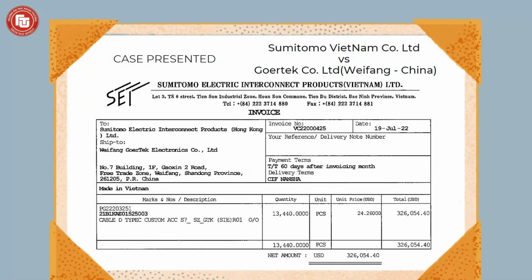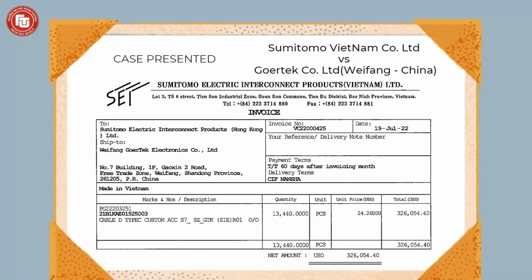It has the seller and buyer full name, Sumitomo and Goetech, address, phone number and country, description of the cable, the quantity and value, unit price in the currency of payment, in which case is US dollar, delivery under CIF to the port of Nansha, and payment term, telegraphic transfer 60 days after the invoicing month. The term telegraphic transfer was chosen because the quantity of the goods is small. The procedure of telegraphic transfer is relatively easy and simple, needing a short period to transfer money.